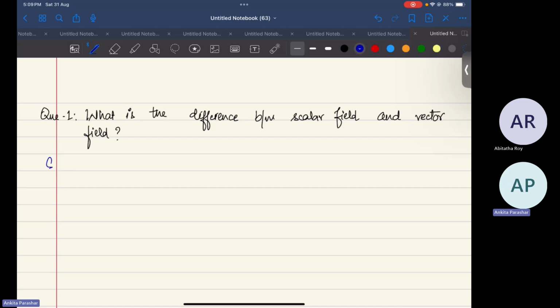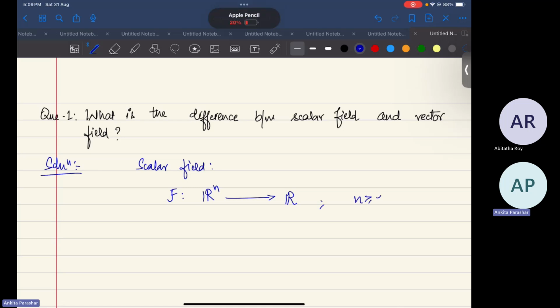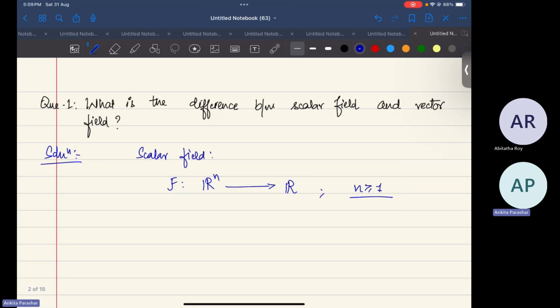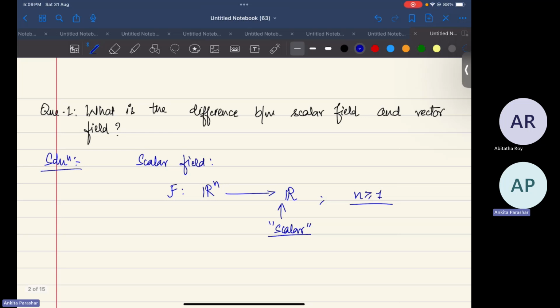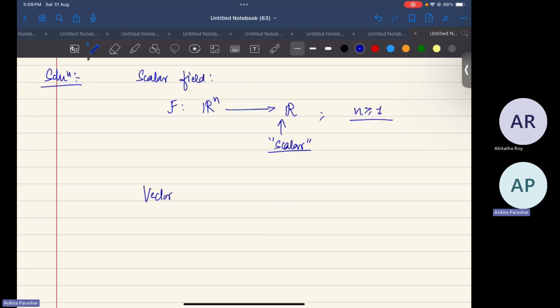Let me write what that is. A scalar field, as you said, is one where you have f from any Rn to R. We don't mind even if it is from R to 1. This is a scalar field because it is a scalar quantity. The name itself suggests it. But a vector field, we do not call any map a vector field. When it comes to this, then M should be N. You remember?